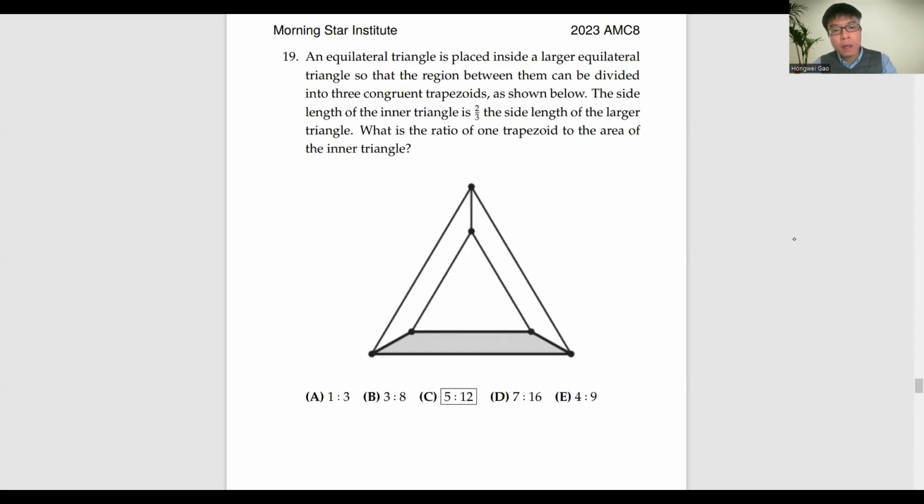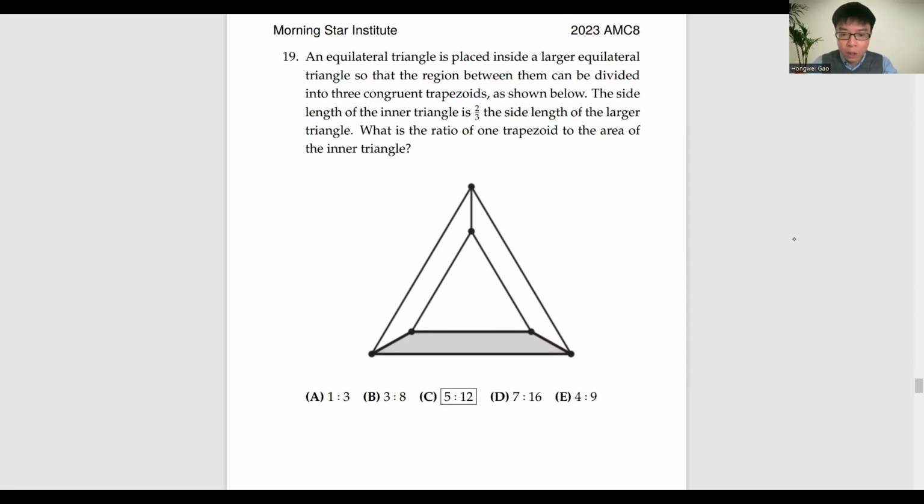Question 19. An equilateral triangle is placed inside of a larger equilateral triangle so that the region between them can be divided into 3 congruent trapezoids as shown below. The side length of the inner triangle is 2/3 of the side length of the larger triangle. What is the ratio of the area of one trapezoid to the area of the inner triangle?